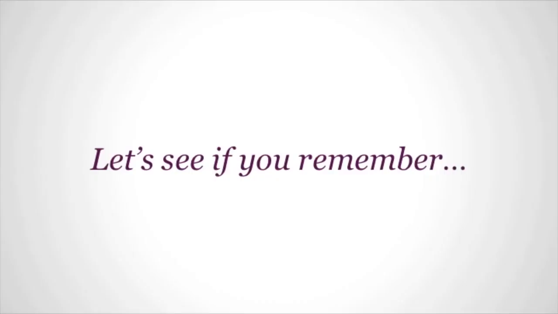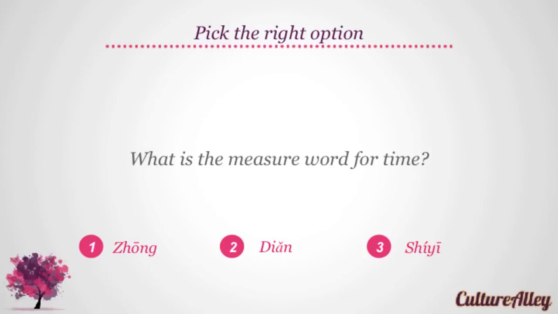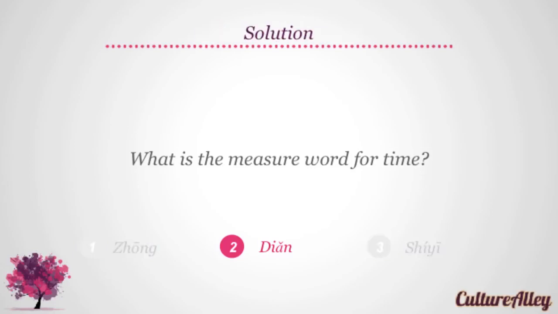Alright, it's quiz time. Let's see if you remember what we've learned today. What is the measure word for time? Do you think it's 钟? Or is it 点? Or could it be 11? The measure word for time is 点. Hope you got it right.